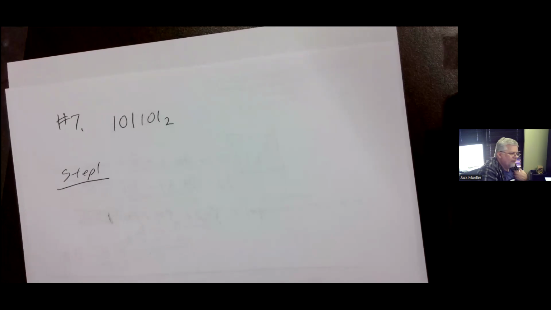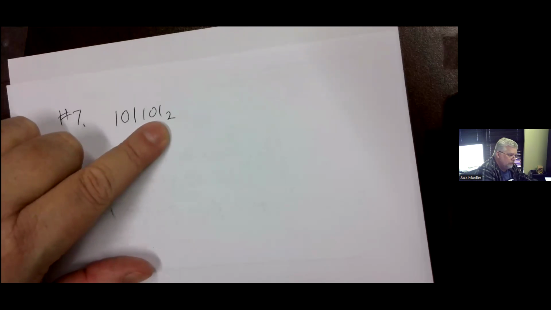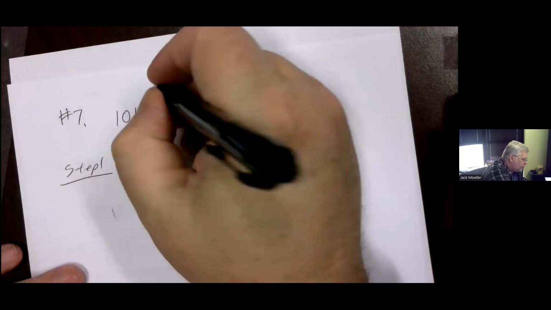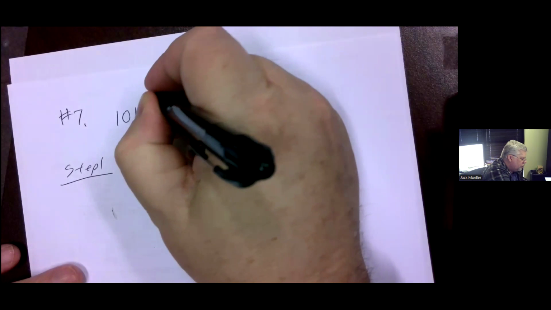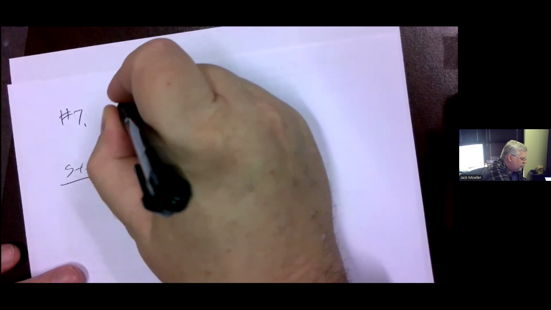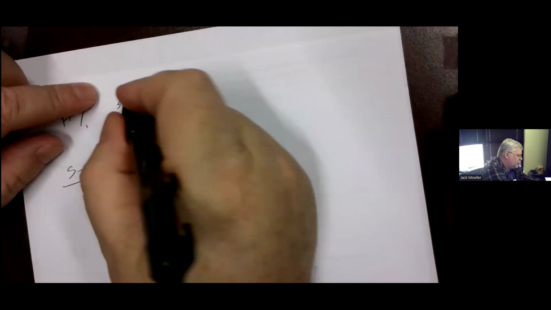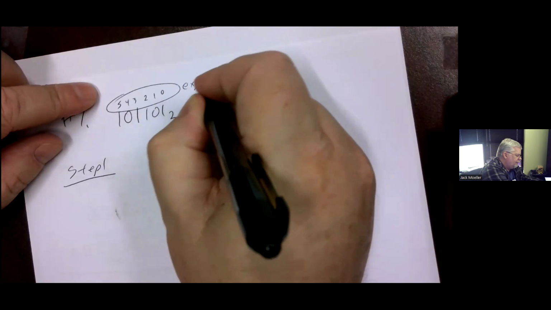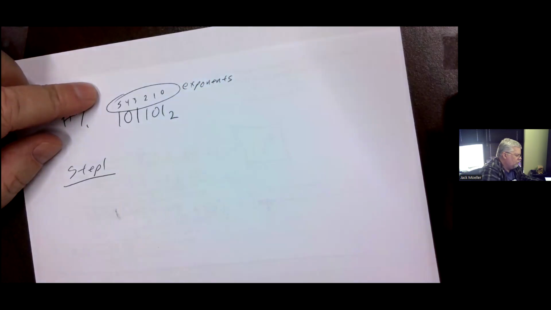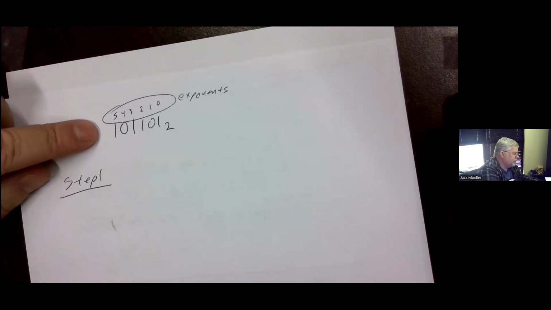So, we know our base is 2. So what are the exponents going to be? I like to start over here on the right. That's always going to be 0, and 1, 2, 3, 4, 5. Okay. So these are exponents. So what do we have if we write this out in expanded form?